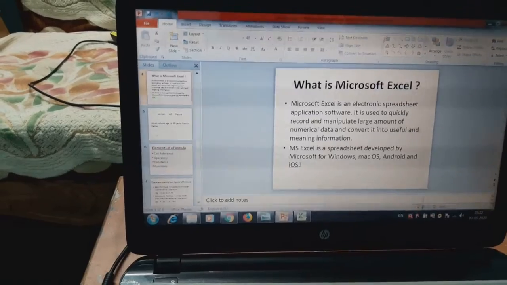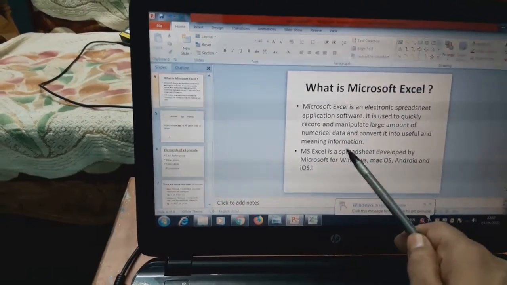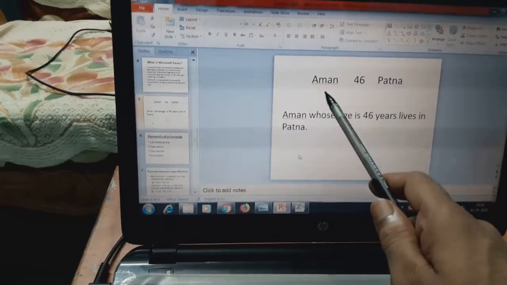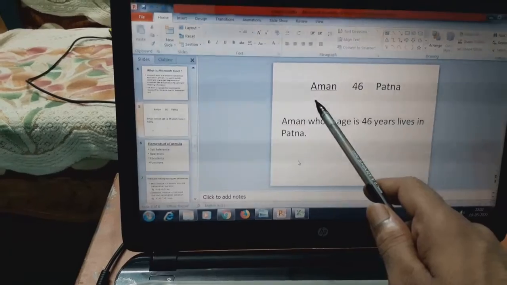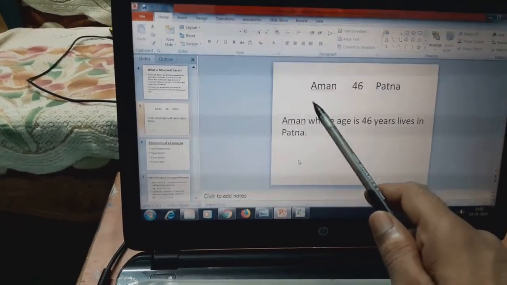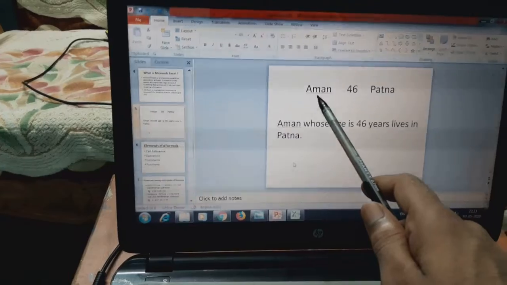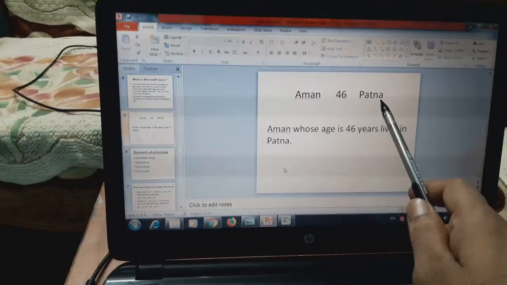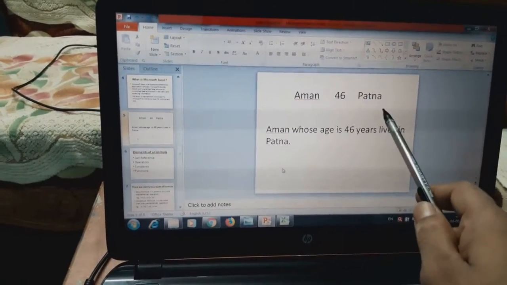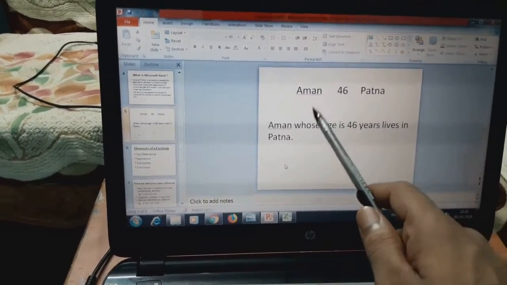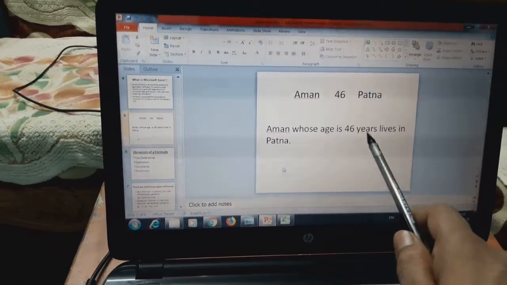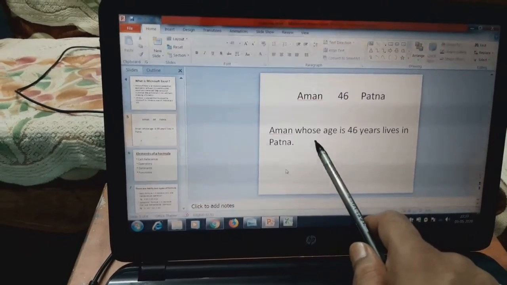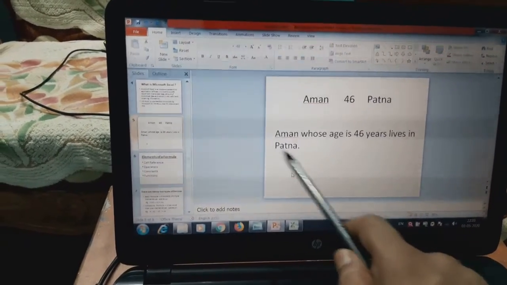What is the difference between data and information? So, when we say data, it means raw facts and figures, okay, it has no meaning, but information means it has some meaning. So when we say Aman, 46 and Patna, this is data, it has no meaning, but when we say that Aman, whose age is 46 years, lives in Patna, the same data has some type of meaning, okay, so this is termed as information.